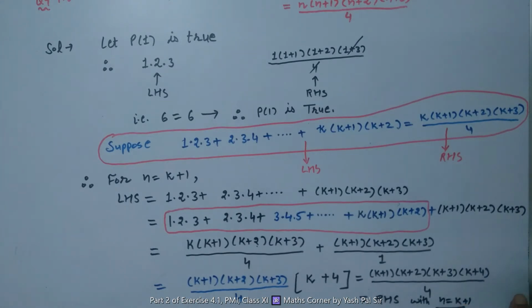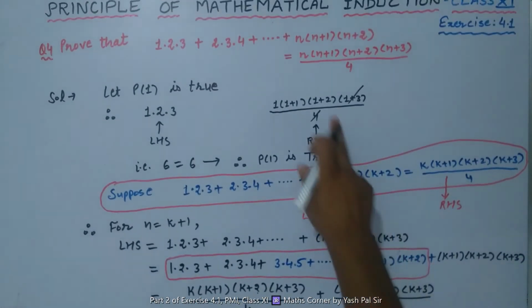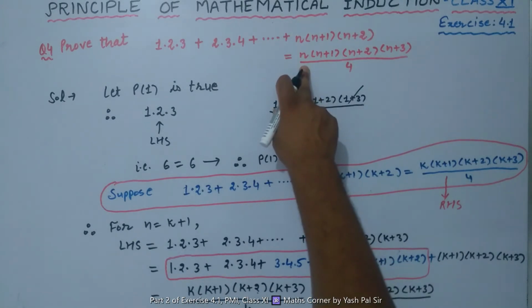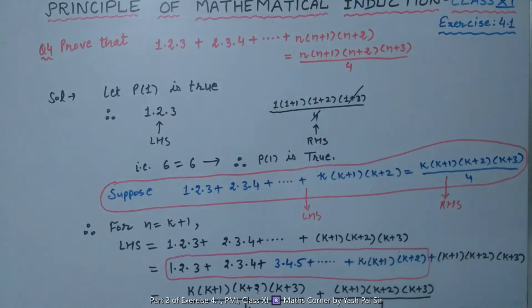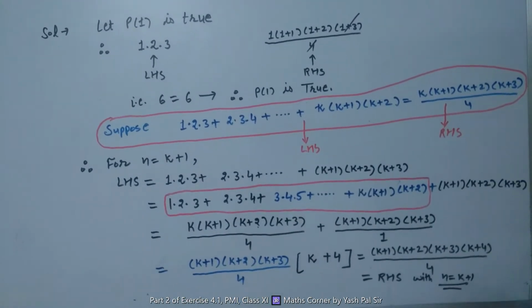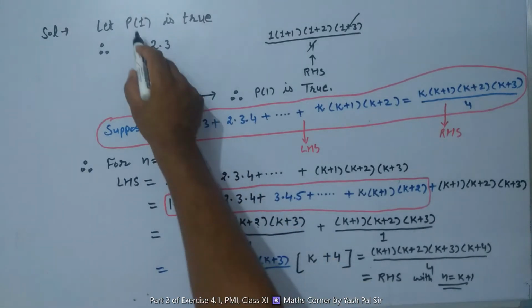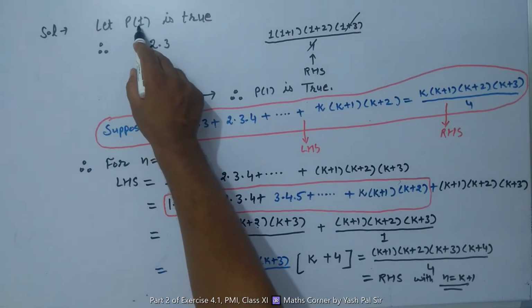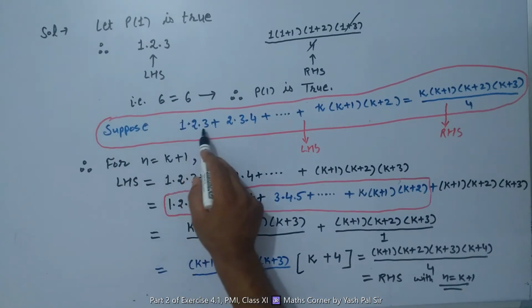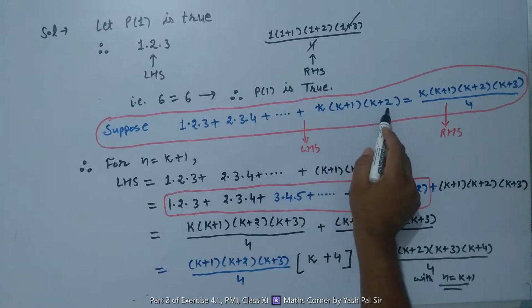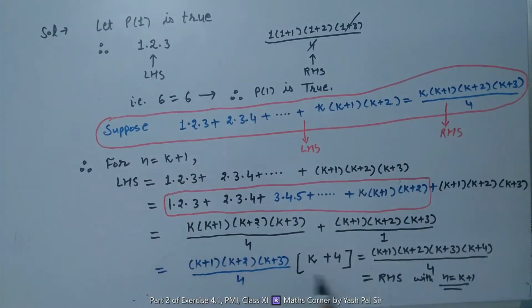That means in the given statement, if we directly put n is equal to k plus 1, the same result will be obtained as what we have obtained here. Therefore we have proved that whenever the given statement is true for n is equal to 1, and if we suppose that the given statement is true for n is equal to k, then the given statement is also true for n is equal to k plus 1.